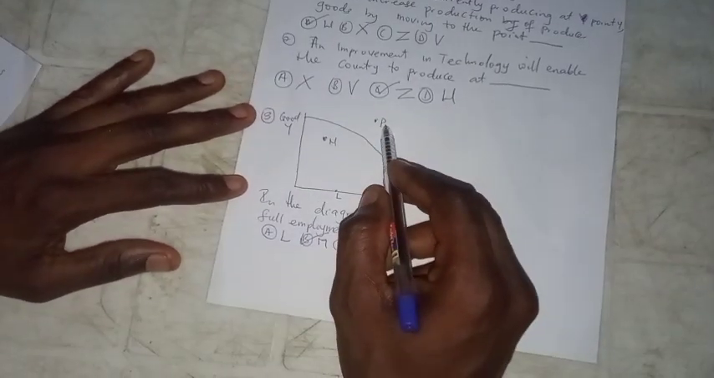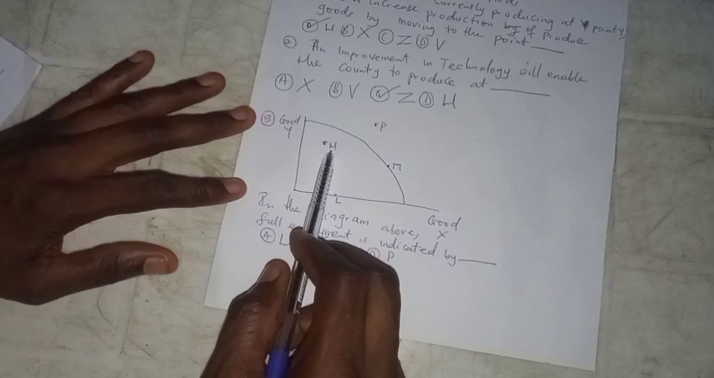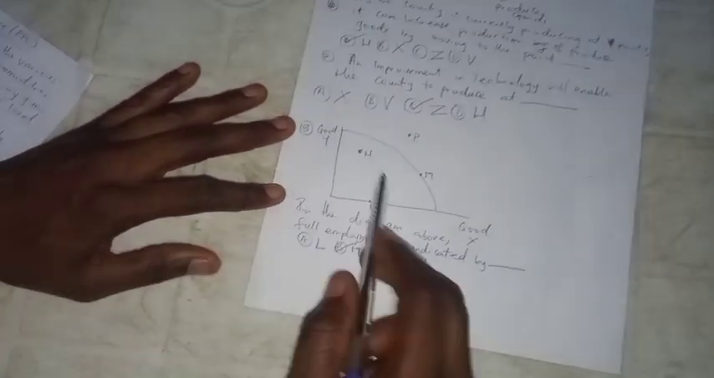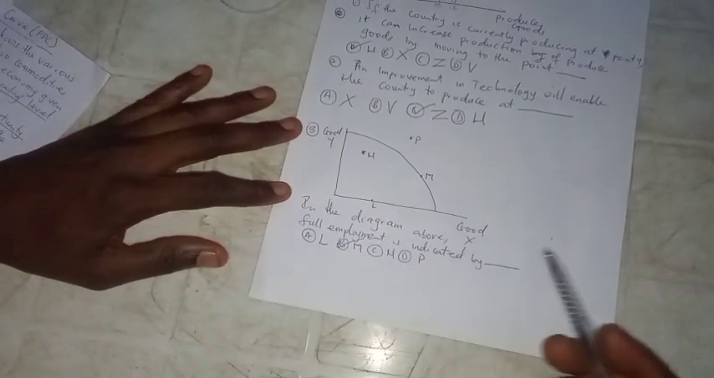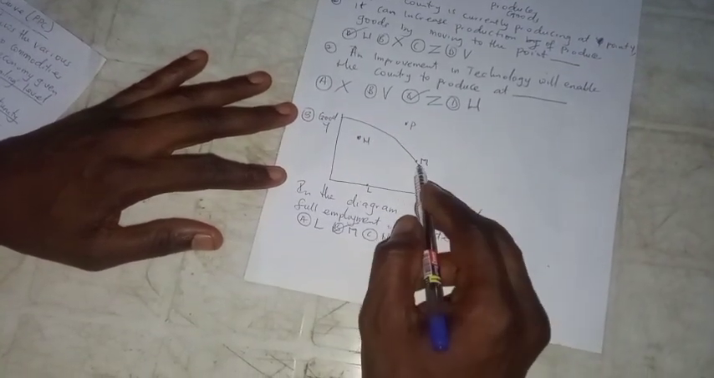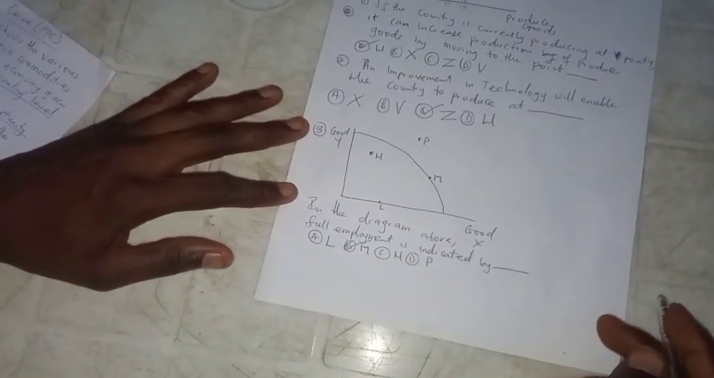So the best answer here is this. We cannot choose P because it represents unattainable. We cannot choose the point N because it represents underutilization of resources. Point L is just a distraction. So the best answer is point M, the point on the PPC. So that's the major test on that question.